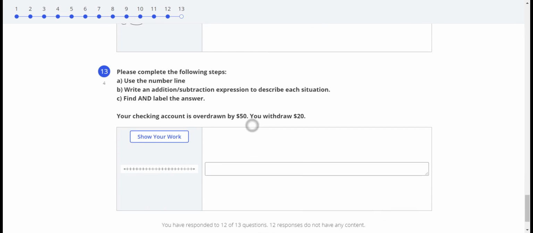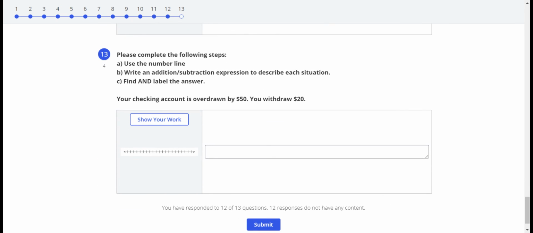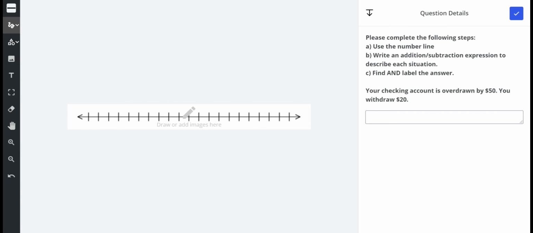Number 13. Same directions. We're going to use the number line for the first step. Second step, we're going to write an addition or subtraction expression to describe each situation. And the last step is to find and label the answer. Your checking account is overdrawn by $50. You withdraw $20. Well, if your checking account is overdrawn, that means that you actually owe money.